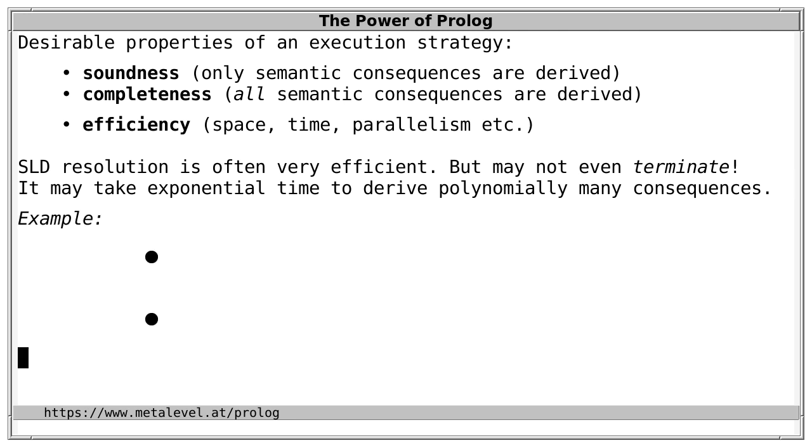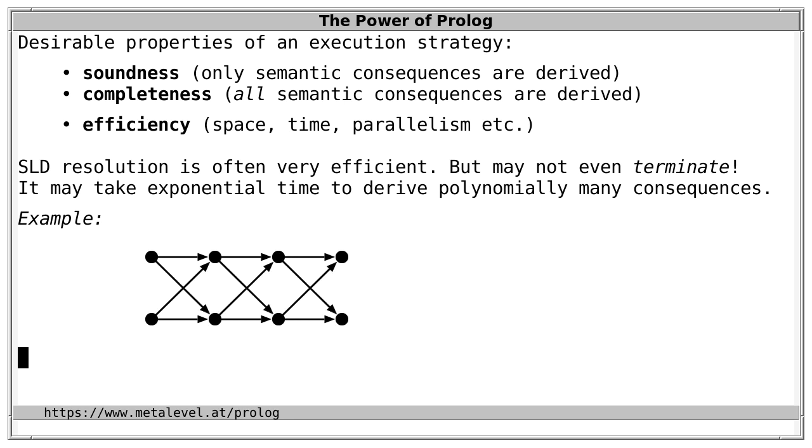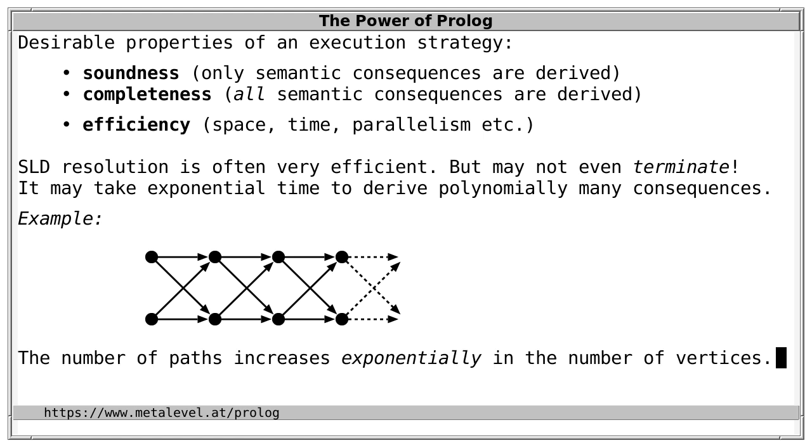And as an example, let's consider a directed graph where the vertices are connected like this and also like this, okay? So this is the pattern of connections between vertices. And we only consider finite graphs of this shape. So there's a finite number of vertices. Then the number of paths increases exponentially in the number of vertices. And SLD resolution must traverse every path.